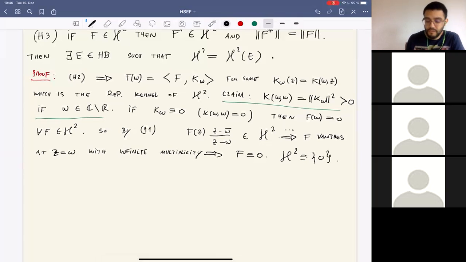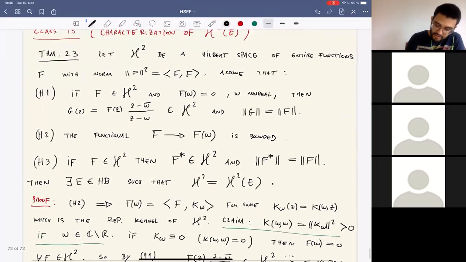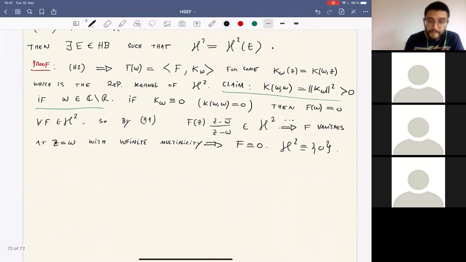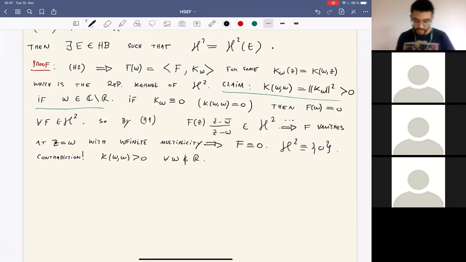So I should say in the beginning that H2 is non-trivial. So let me put here that it should be a non-trivial Hilbert space. Since it's non-trivial, we have a contradiction. So we know that K(w,w) is greater than 0 for every w which is not real. Great.